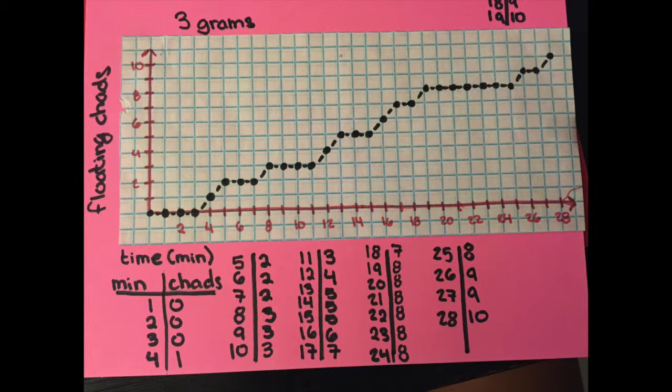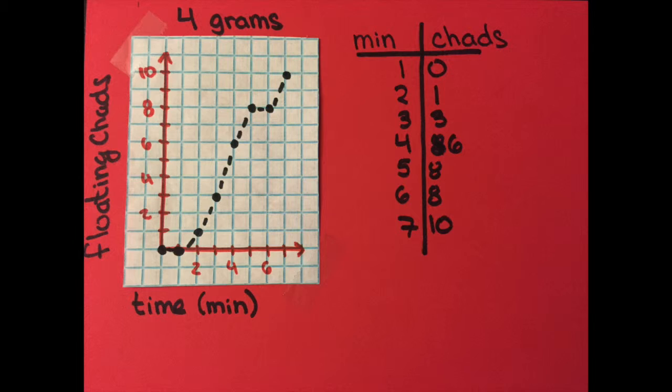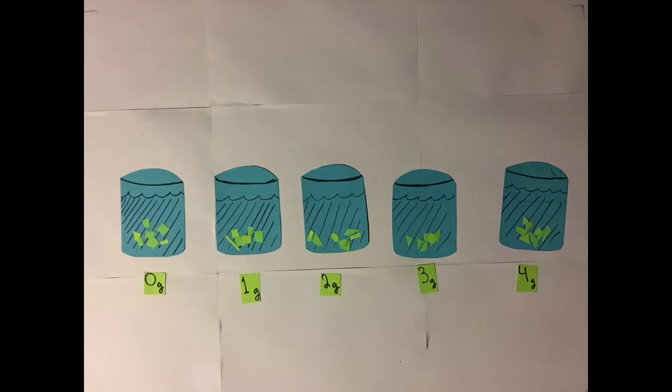This was the 3 grams, which was sort of an abnormality to the rest of our data, since it took so long, and the 4 grams, which took the quickest out of all, with only 7 minutes. Overall, the results of our experiment were as expected, with exceptions to the 3 grams, which we don't know why it was so slow.